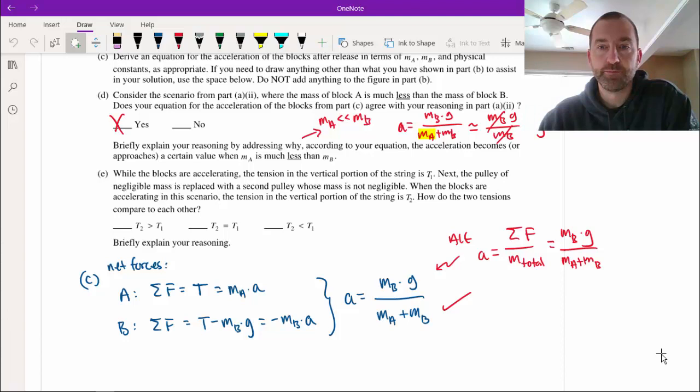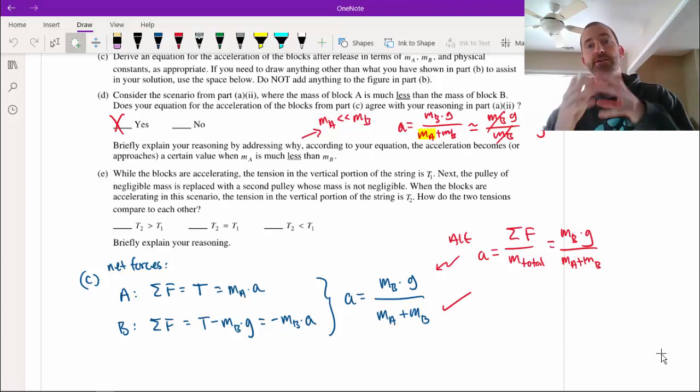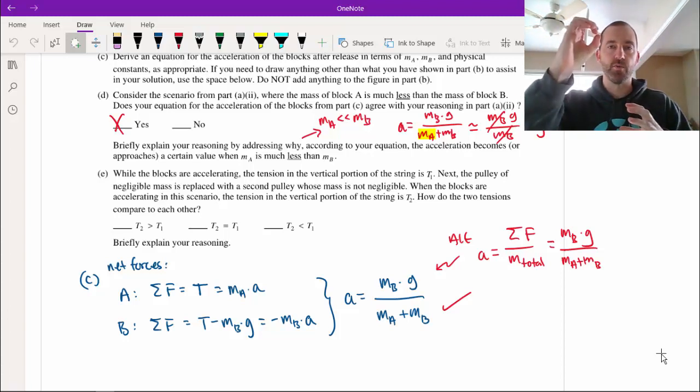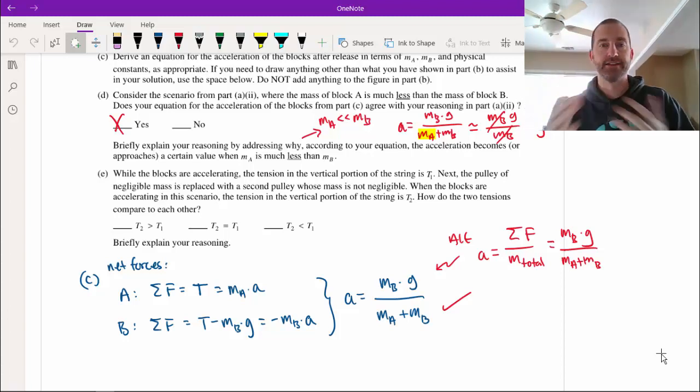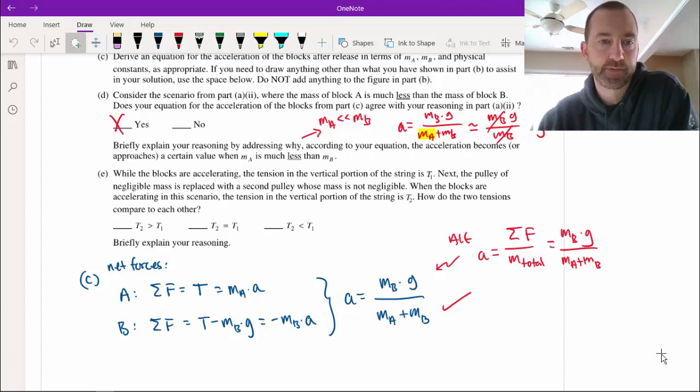Likewise, if MB was very, very, very small compared to MA, then MA would dominate the denominator. And if it dominates the denominator, then you're going to have a small weight divided by a really, really big mass, and that will give you approximately 0.